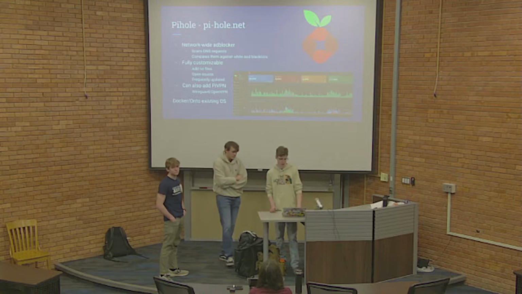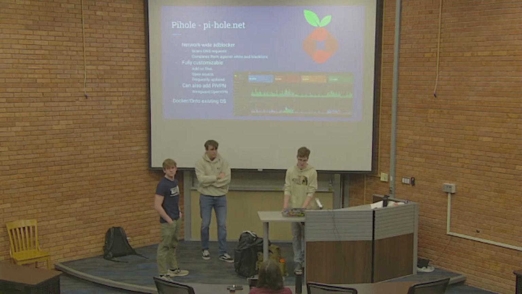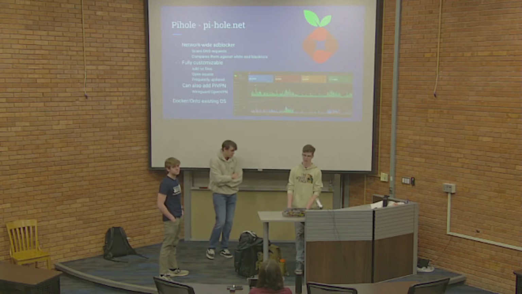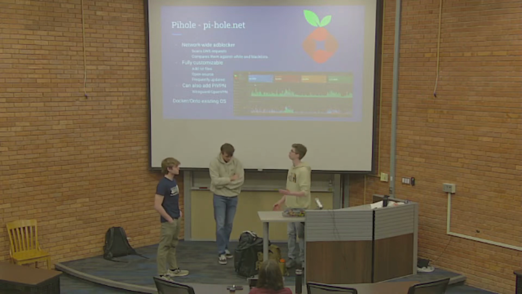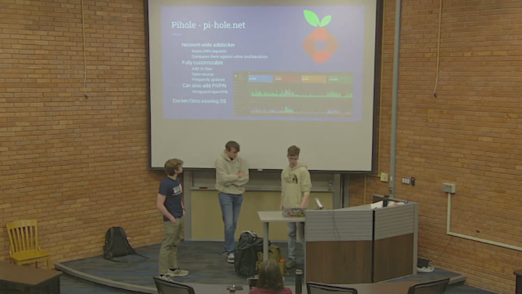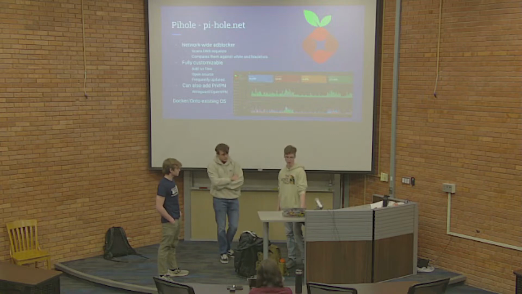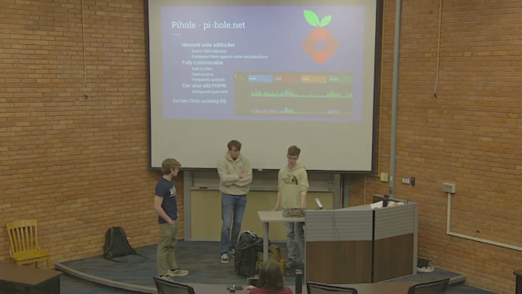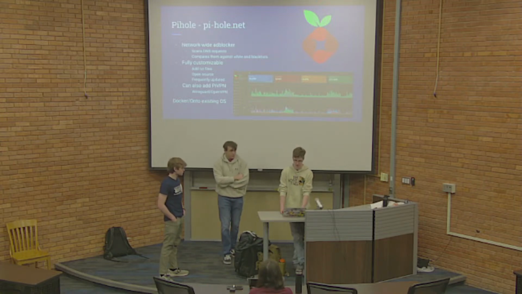You can find lots of maintained TXT files of different domains out there on the internet. It's fully open source. There's a nice web UI. And on top of that, you can add things like PiVPN, which interfaces well with Pi-hole, just a VPN back to that machine. And you can set it up via Docker, or if it's on an existing OS, not in Docker.